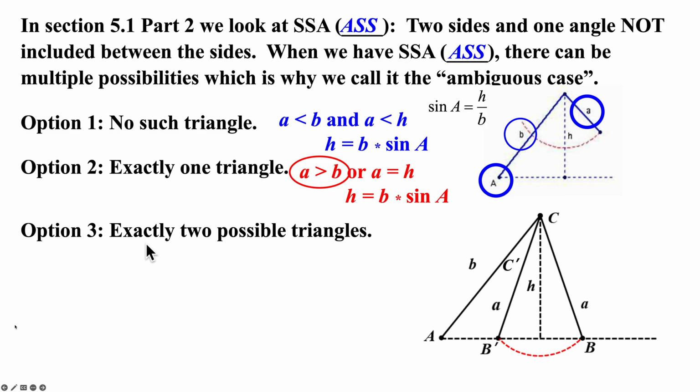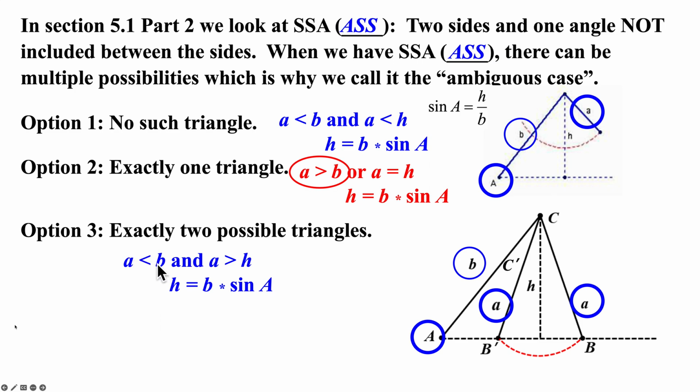All right. Option 3. A is still less than B. That's what we're looking for. Again, whenever A is less than B, you have to find the height. Whenever A is less than B, you're finding the height, whether A is less than the height, A is equal to the height, or now A is greater than the height. In all 3 cases, whenever A is less than B, the side opposite the given angle is less than the other given side, you must find the height.